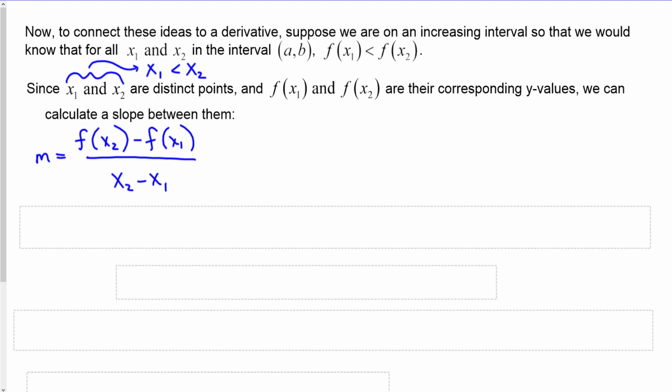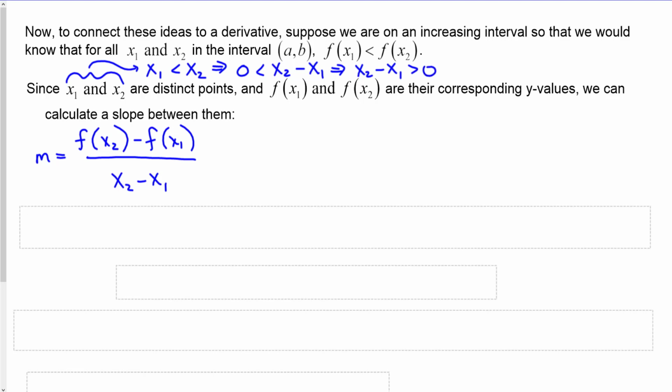Now, suppose I was to subtract x1 from both sides. What I would end up with is 0 is less than x2 minus x1. What that means, if 0 is less than a number, is that number is positive. So this means the same thing as x2 minus x1 is greater than 0.